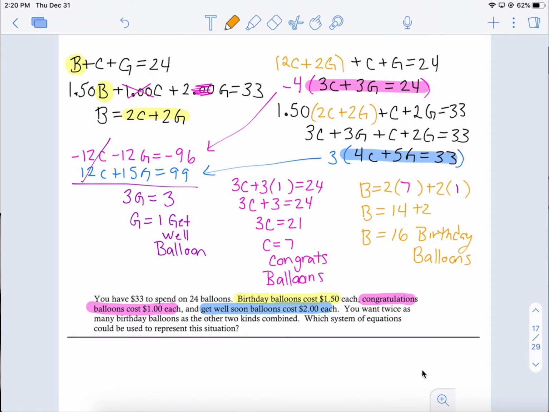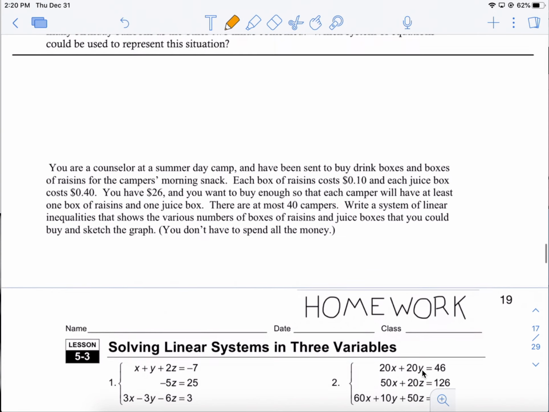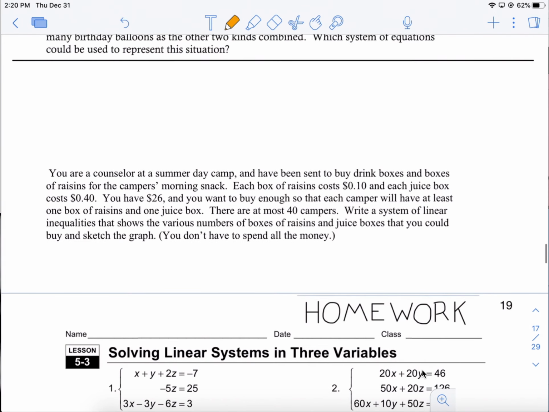Perfect. Going down to the very last question, here's what our objective is. If I look down at this final question, it says write the system of linear inequalities, so make sure you know that's a less than or greater than, that shows the various number of boxes of raisins that you could buy, and then sketch the graph. Okay, so we're going to need two things here. We're going to need two equations. We're also going to need a graph.